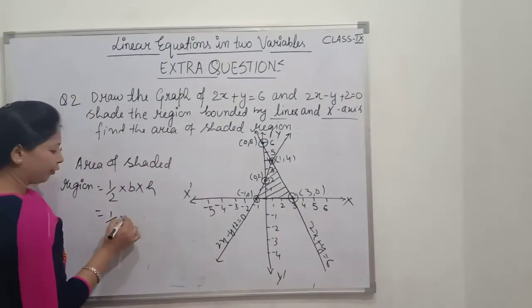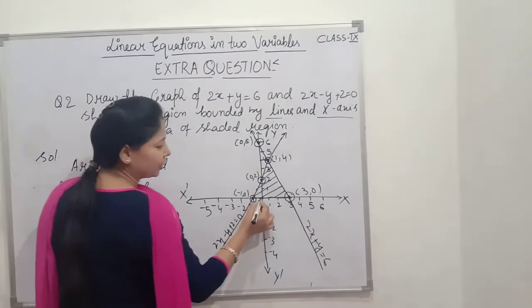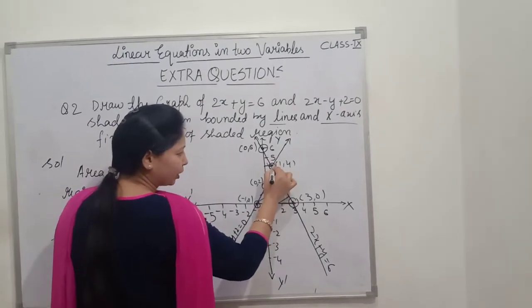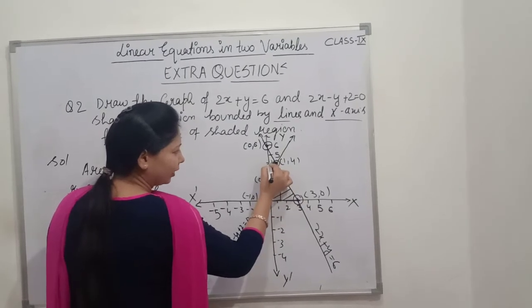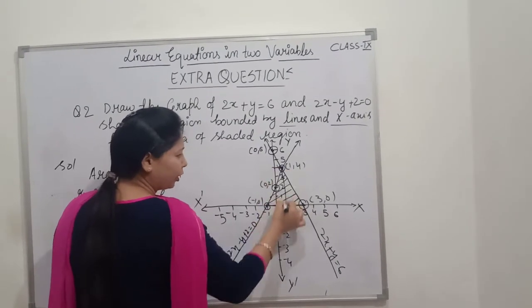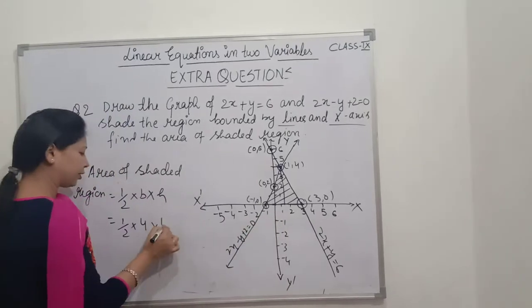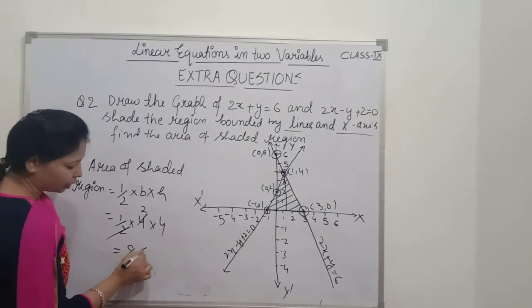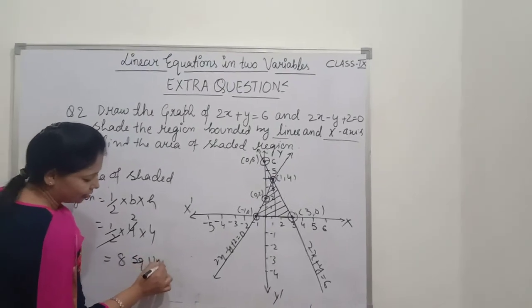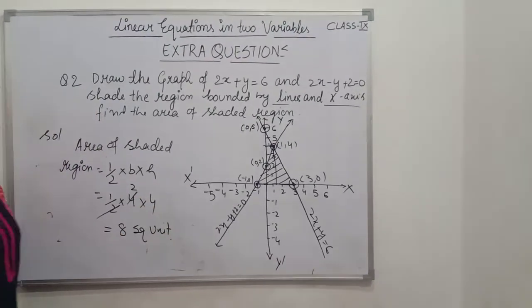This becomes 4. And what is the height? Height is from this point. Since the height reaches this point 4, so 4 is the height. Now half into 4 into 4 is 8 square units, which is the area of this region.